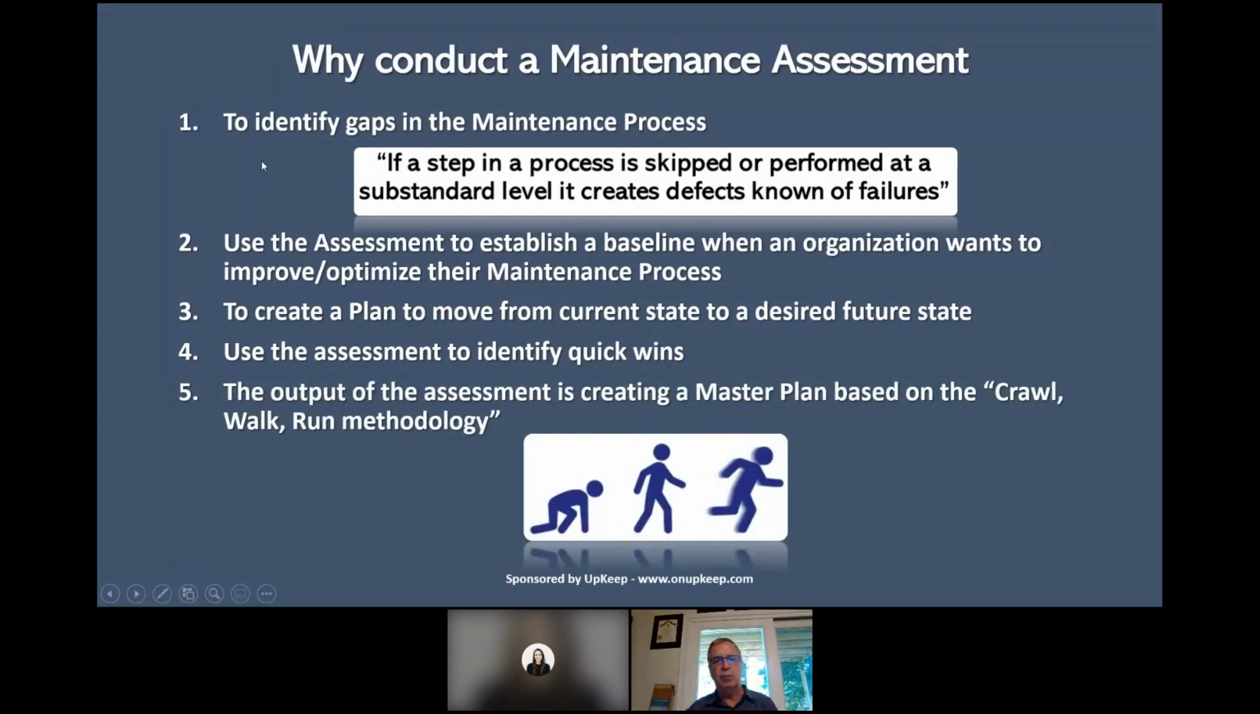Then the output of the assessment is creating a master plan based on crawl, walk, run methodology. Once we crawl well, okay, then we start walking. When we can walk well, then we get into the run mode. A lot of companies, when they conduct an assessment or try to change things, they want to run right away. Well, that doesn't necessarily work well, I promise you.